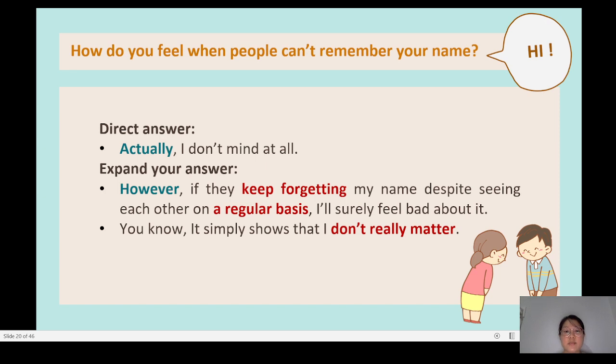Actually, I don't mind at all. However, if they keep forgetting my name despite seeing each other on a regular basis, I surely feel bad about it. You know, it simply shows that I don't really matter. And again, please pay more attention to the red words because they are the key words in this answer.